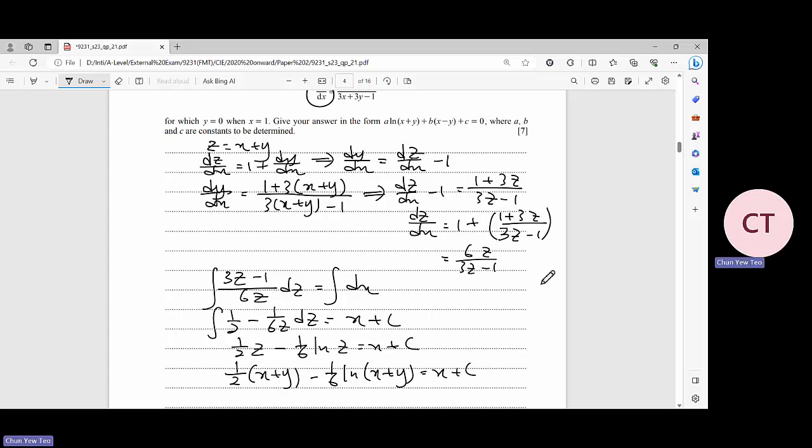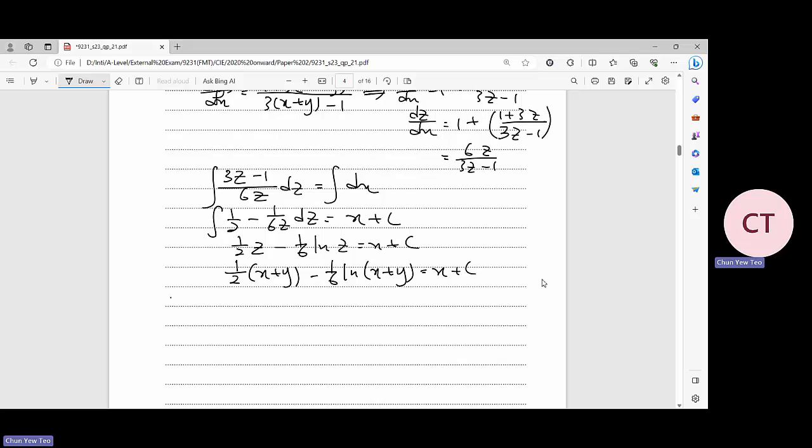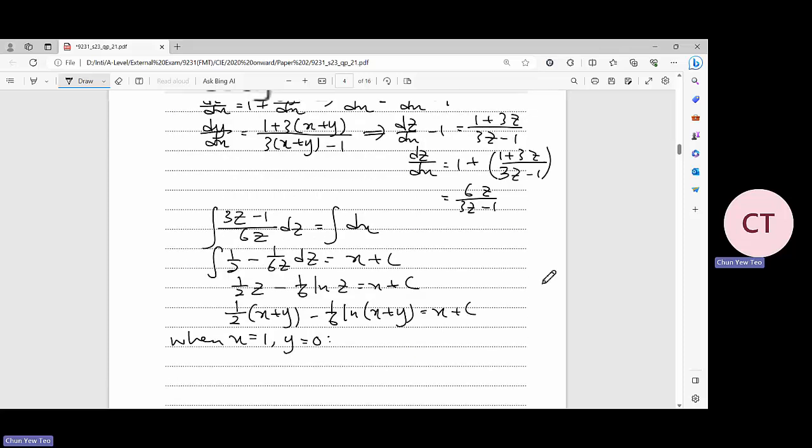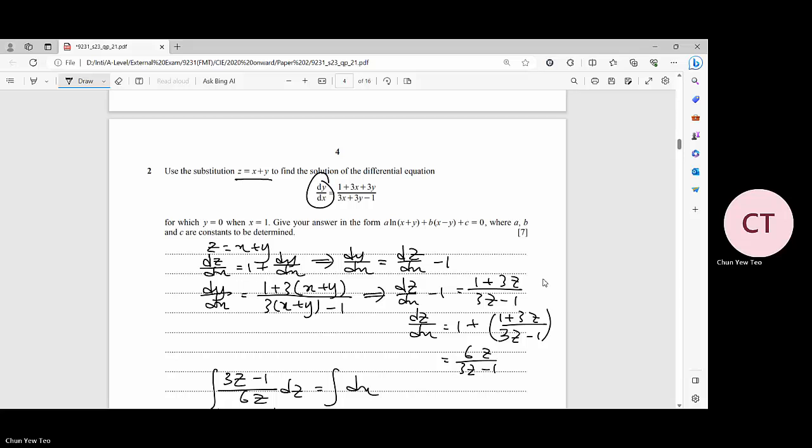I need to settle the value c. The question gives you that when x is equal to 1, y is equal to 0. Okay, given in the question here. And they want you to leave your answer like this. So have to watch carefully.